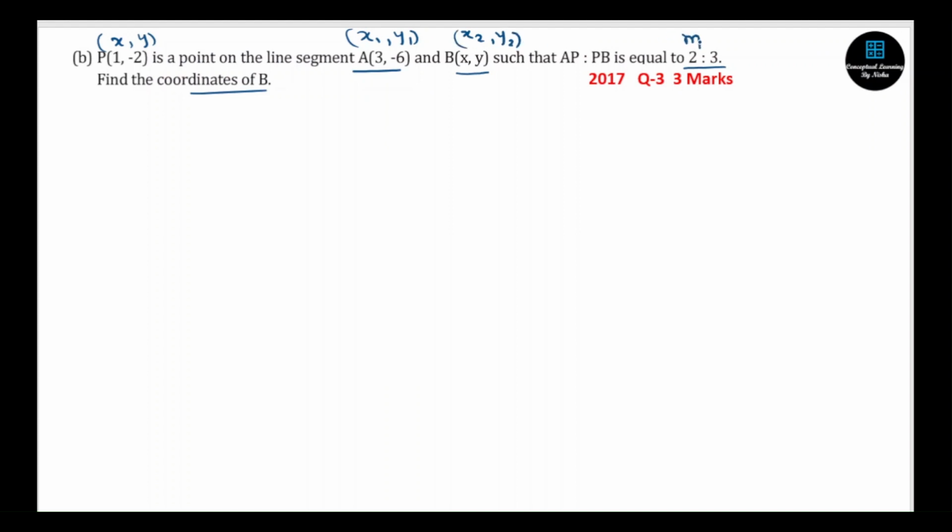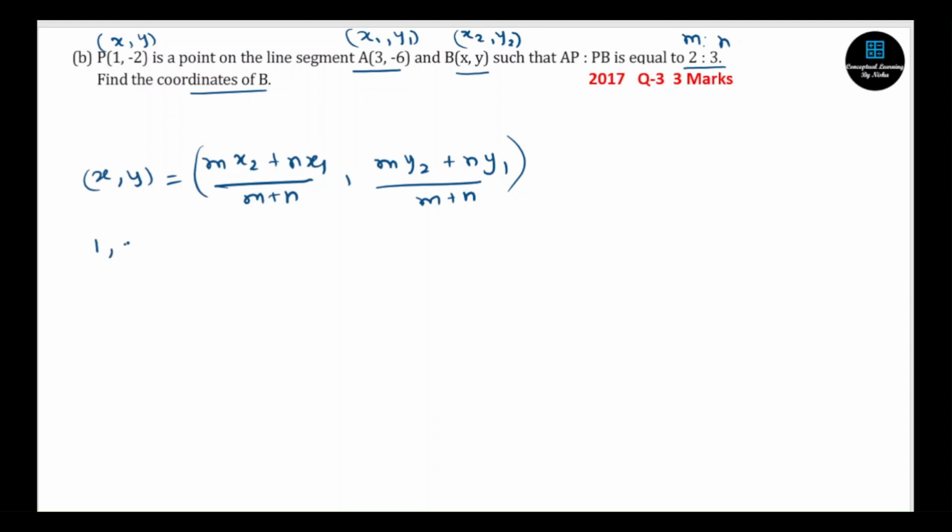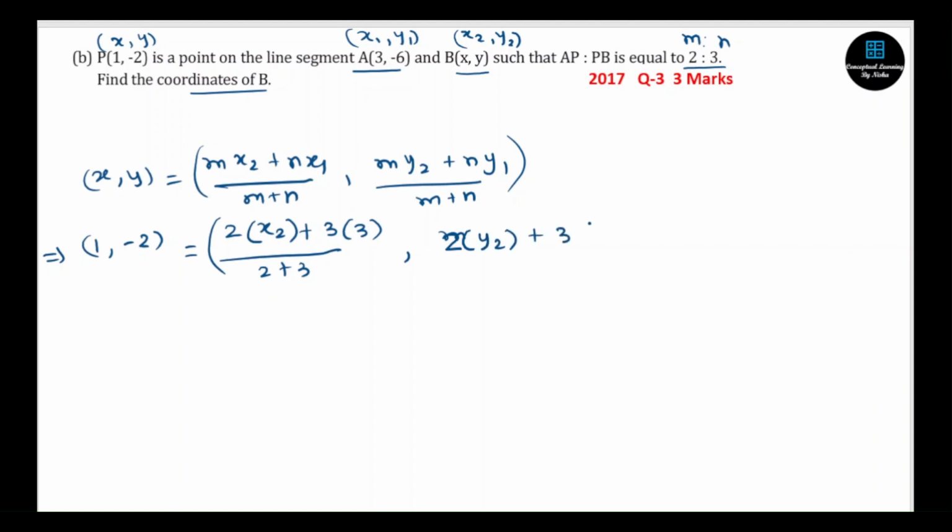Okay, and we are given m to n. All the values are given. So mention what is given and now apply the section formula. So here 1 minus 2 equals m, m is 2, x2. We don't have x2. n is 3, x1 is 3, upon 2 plus 3. Alright. Now m is given as 2. So 2 times y2 plus 3 times minus 6 upon 2 plus 3.